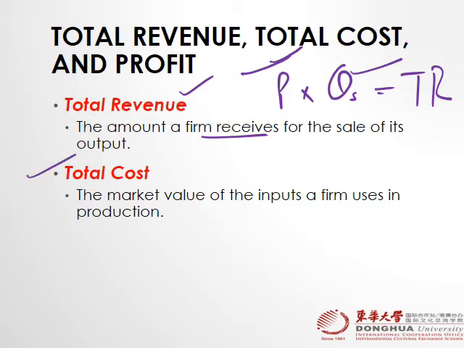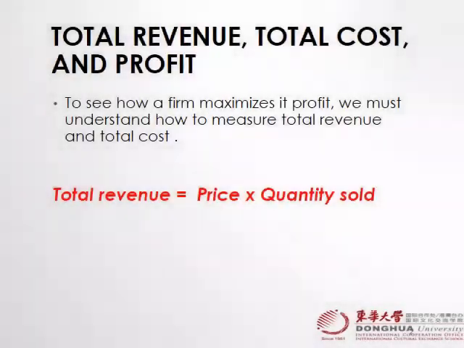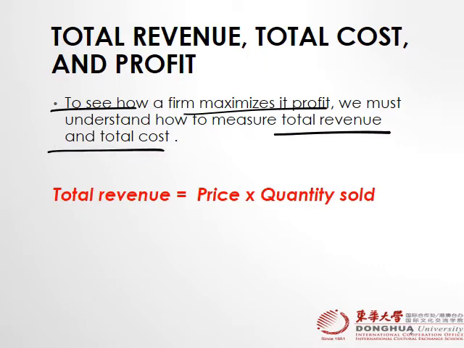And what is total cost? The market value of inputs a firm uses in production. To see how a firm maximizes its profit, we must understand how to measure total revenue and total cost. We already know that total revenue is equal to price into quantity sold. So let's see the profit.